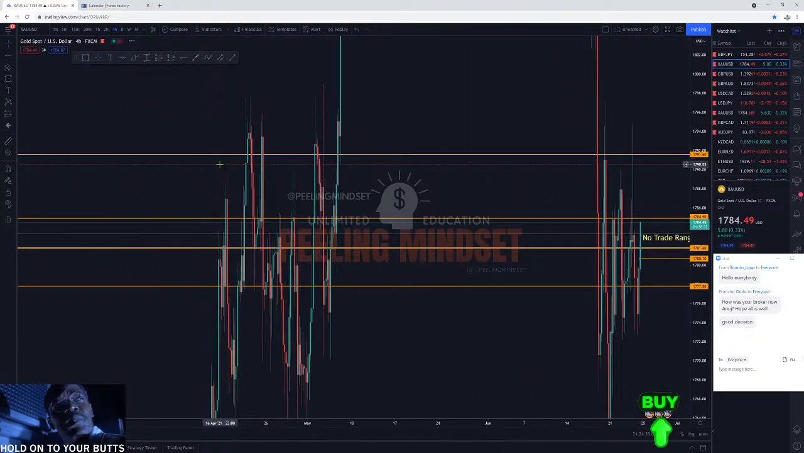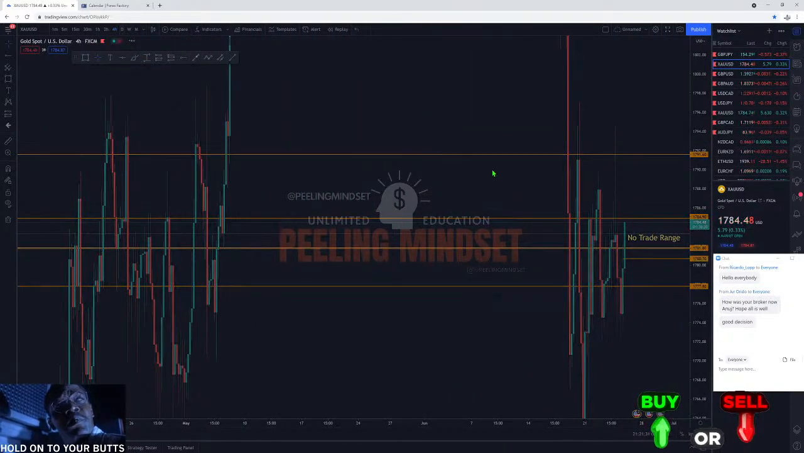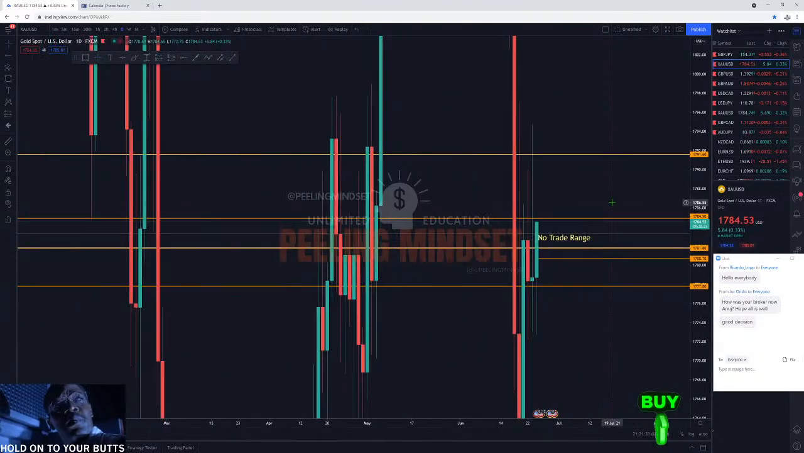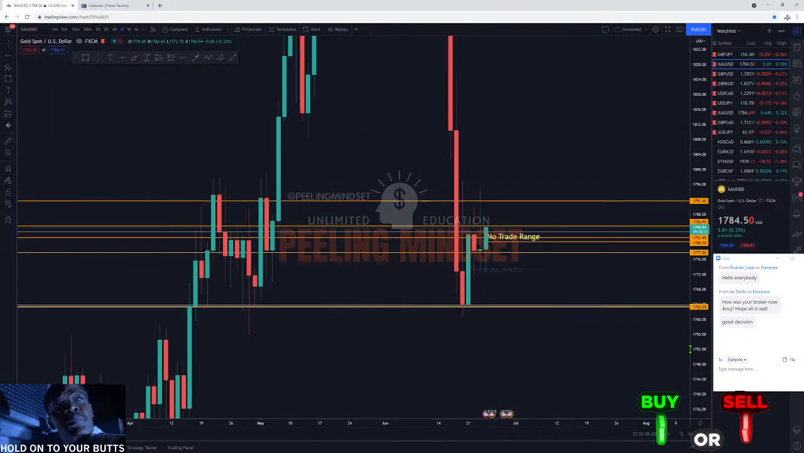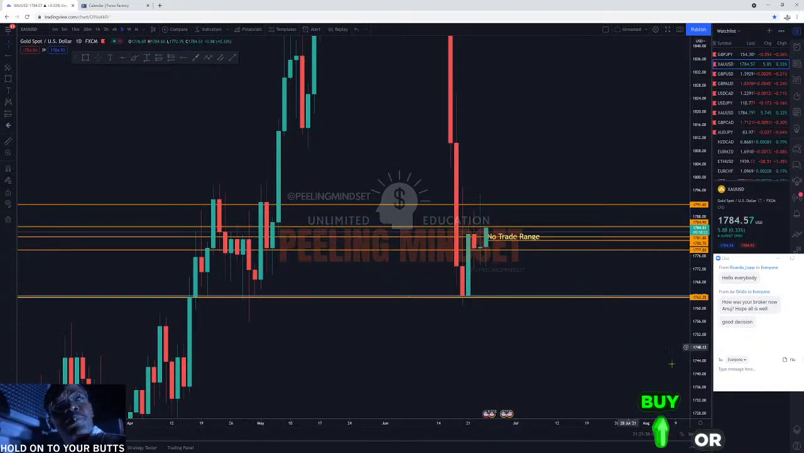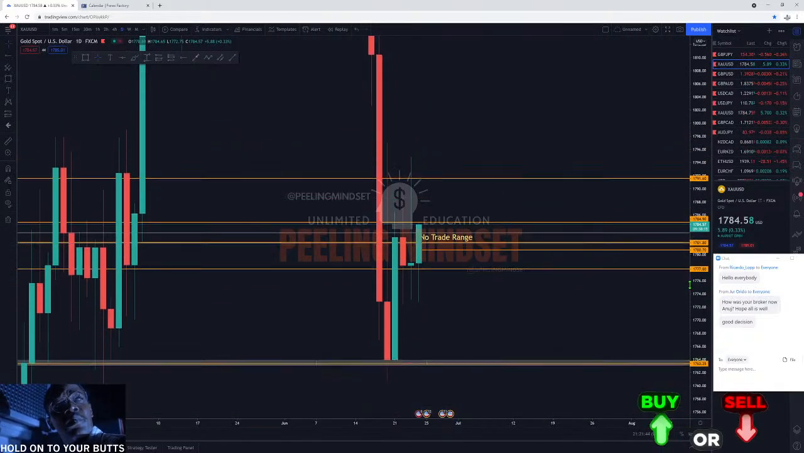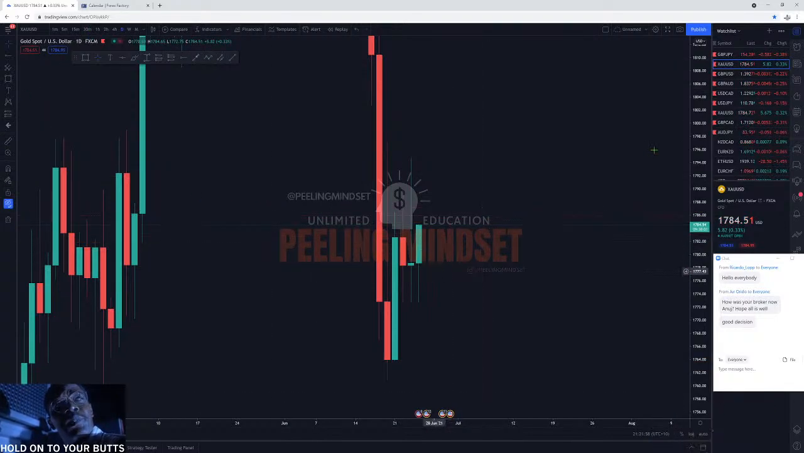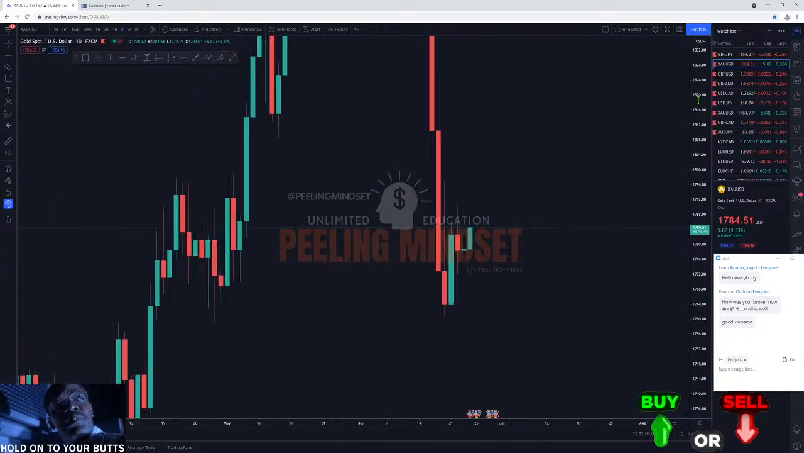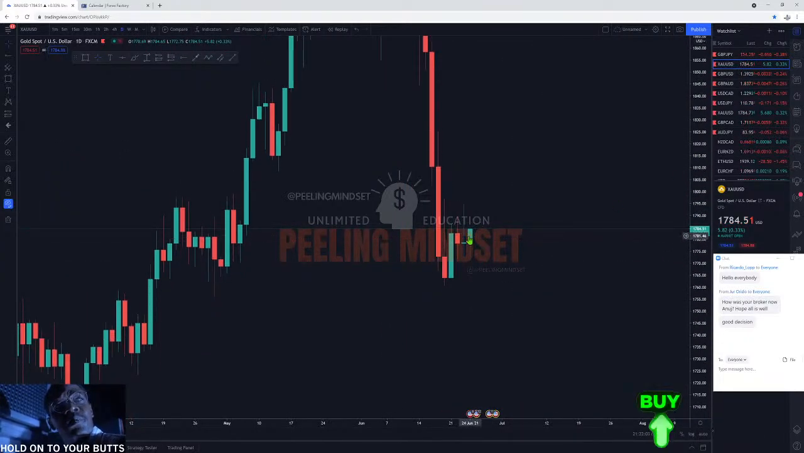1784.90. Wow, it's pushing up pretty hard. Gold is bullishing up. The current daily candle is bullish, has a decent wick on the bottom, but I don't know, I don't trust this one candle bearish. I actually don't trust it.